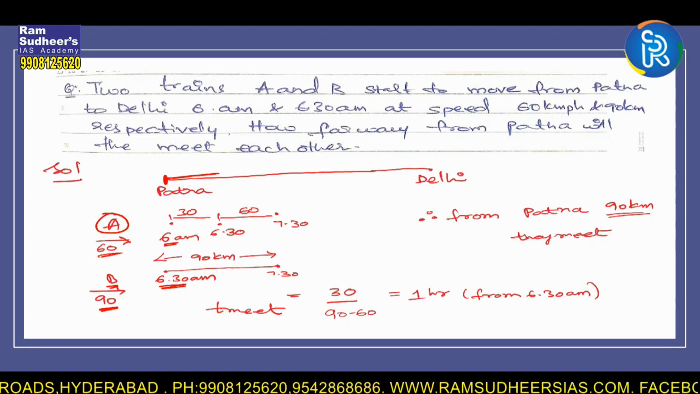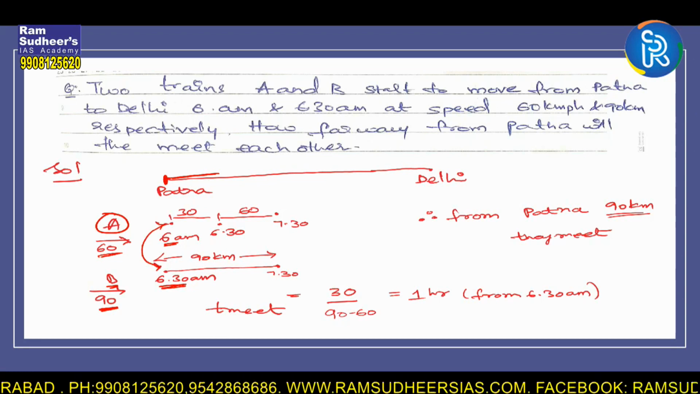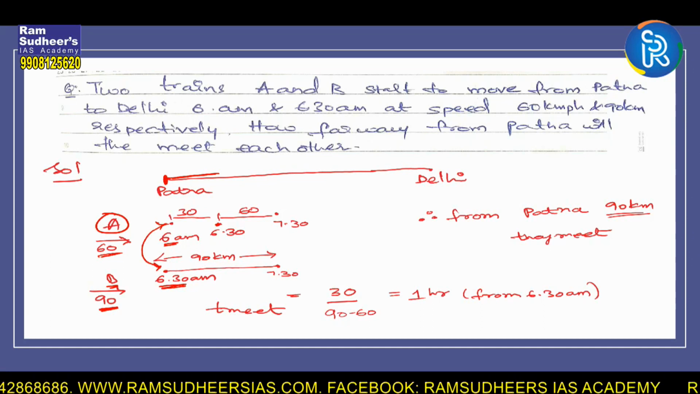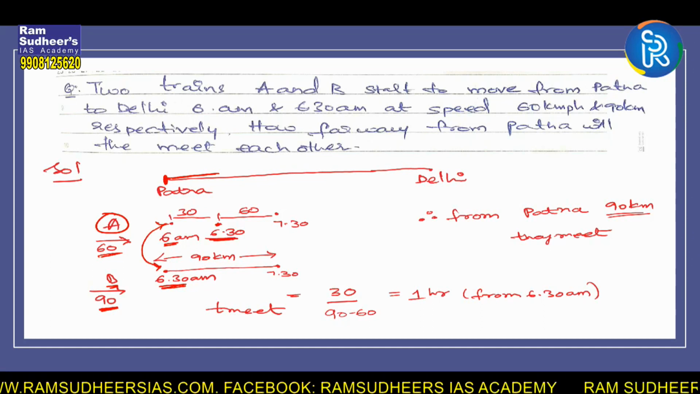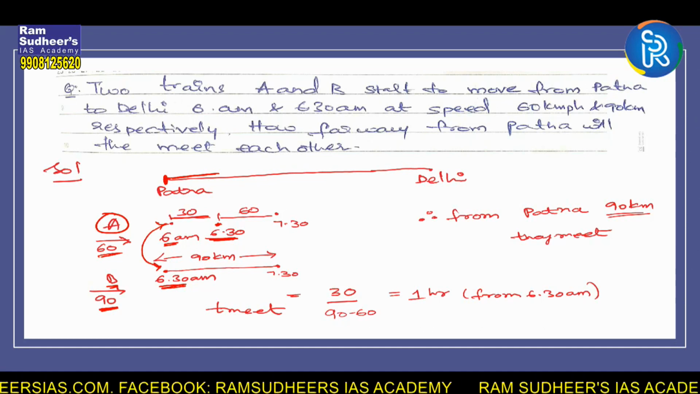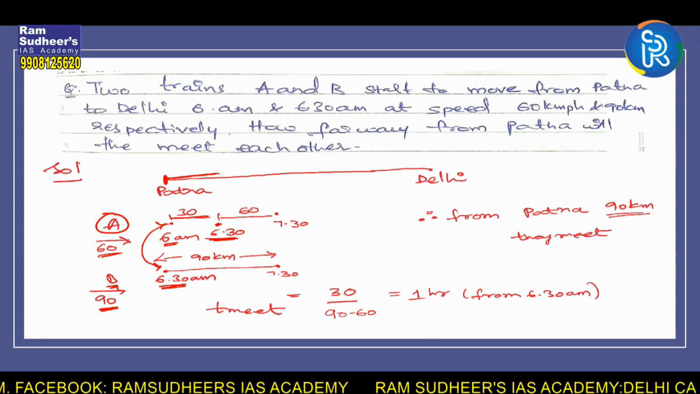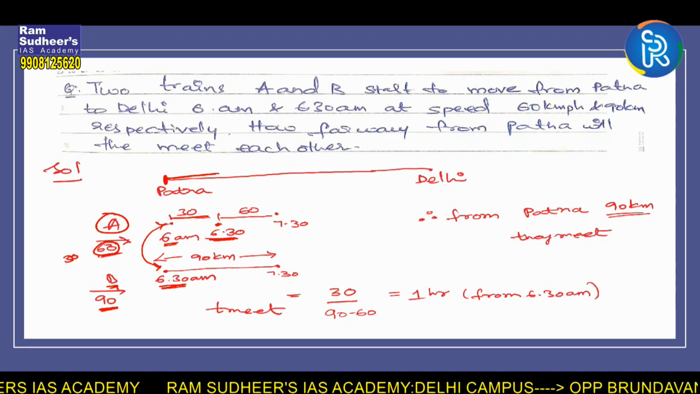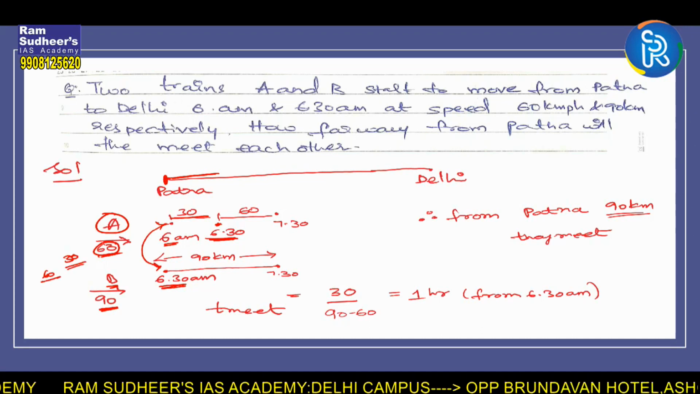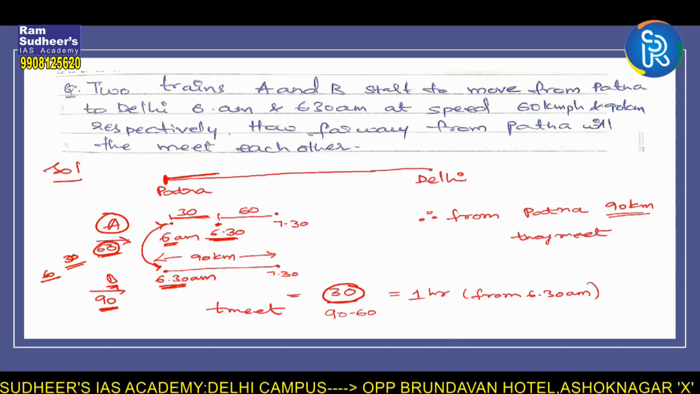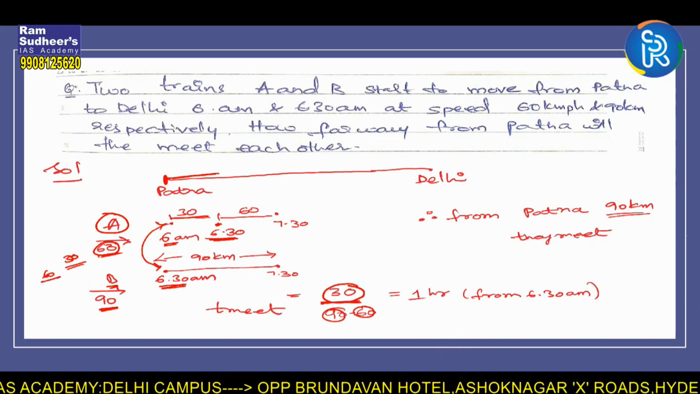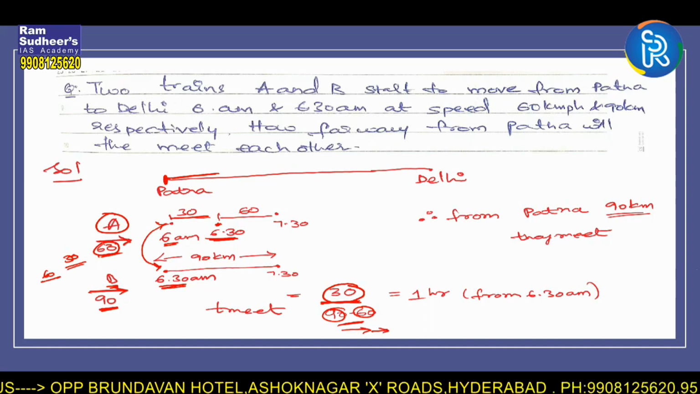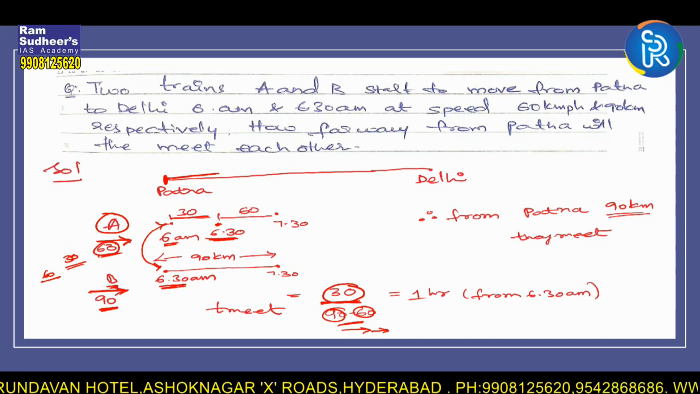Now, both start at different points of time, so the distance between them cannot be calculated directly. We'll just find the distance of A at 6:30, because at 6:30 we know the position of B. At 6:30, A would be 30 kilometers ahead of Patna and B would be at Patna. The distance between them is 30 kilometers because in half an hour A would travel 30 kilometers, as its speed is 60 kilometers per hour. The relative speed is 90 minus 60, which is 30, because both are moving in the same direction. A is moving from Patna to Delhi, B is also moving from Patna to Delhi, and therefore the relative speed would be subtracted.